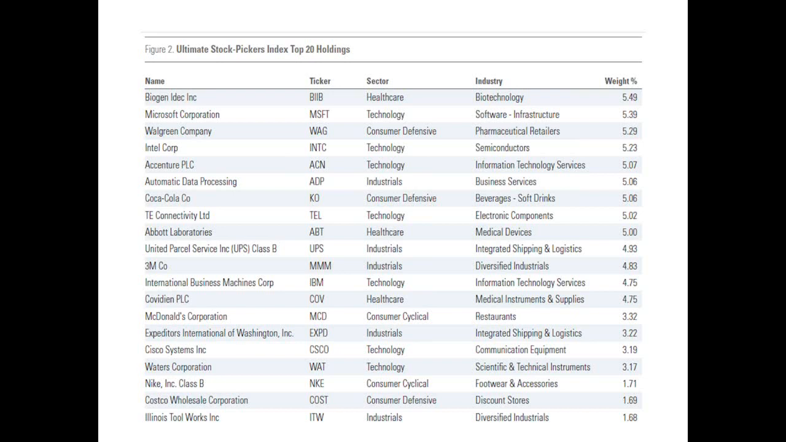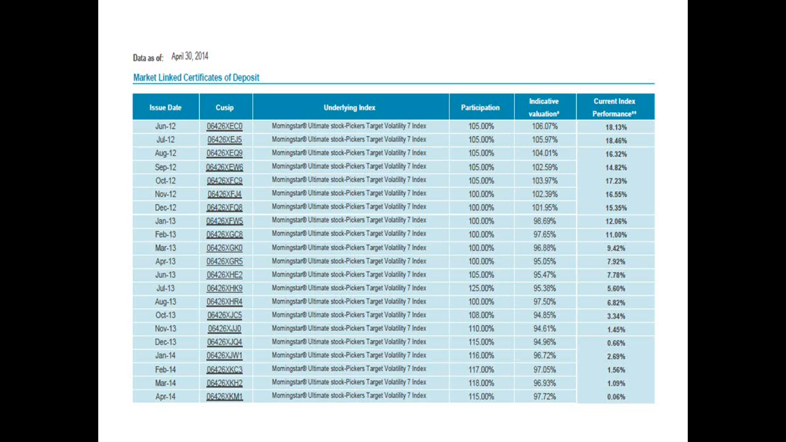And you'll see that most recently some of the holdings are, of course, the big boys. You've got Walgreens and Microsoft in there. Coca-Cola is in there. Abbott, UPS, 3M, Cisco, Nike, Costco, a lot of the big names. But these are what is in the portfolio of the top money managers in the United States, and what a great index to be linked to.